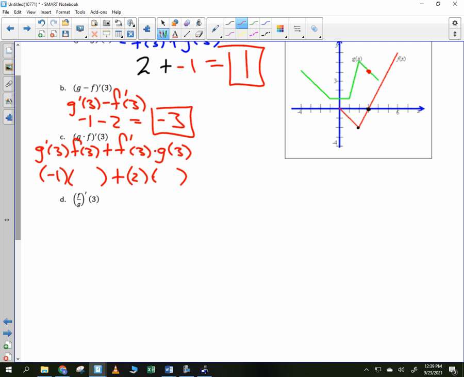So what I need is f of 3. If you plug 3 into the function for f, what do you get? 0. So I get 0 there. And if you look at g of 3, I'm going to say g of 3 is 4. You okay with that? And so it turns out that the product rule shows that this derivative is 0 plus 8, which is 8.